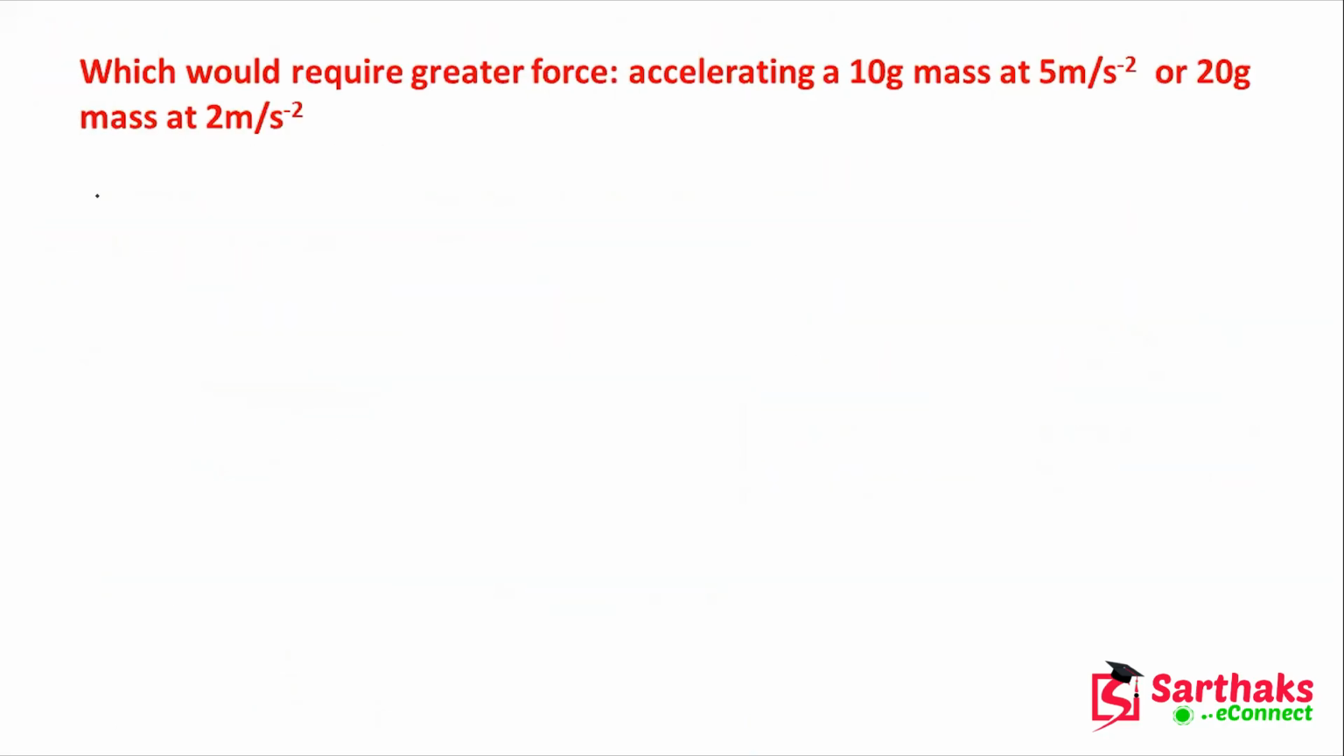Next, another solution we have to do, that is here: which would require greater force, accelerating a 10 gram mass at 5 meter per second square, or another 20 gram mass at 2 meter per second square. Fine. First mass M1 is 10 gram, converted into kg, that means 0.